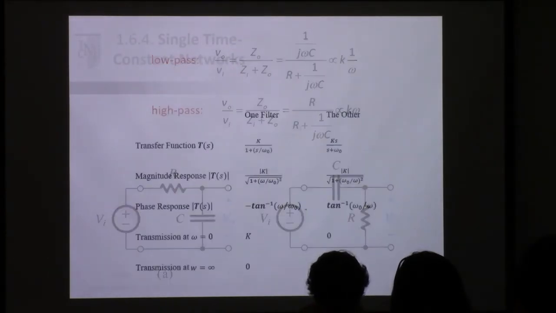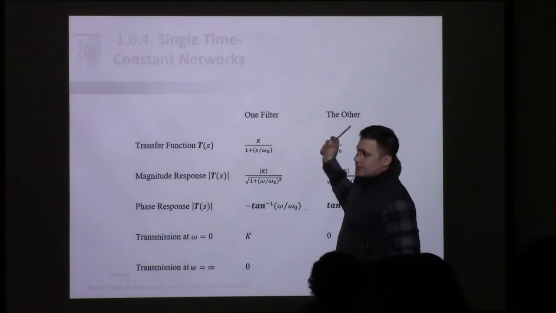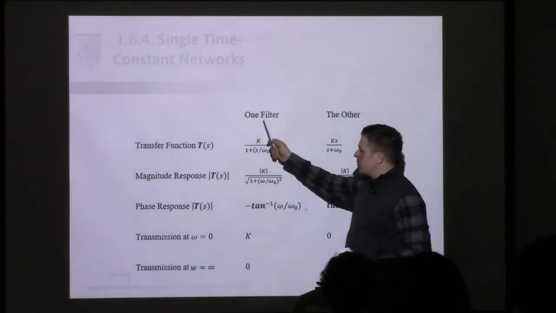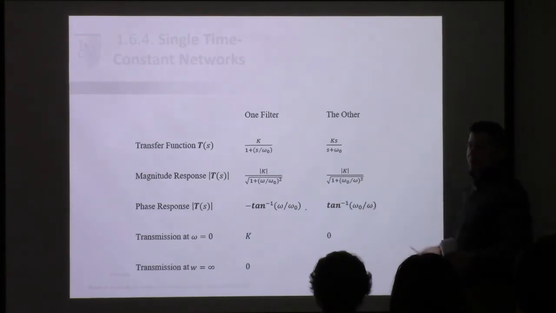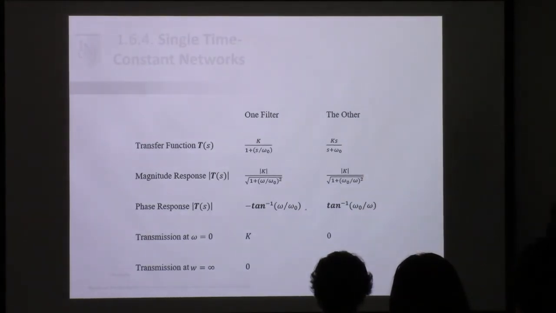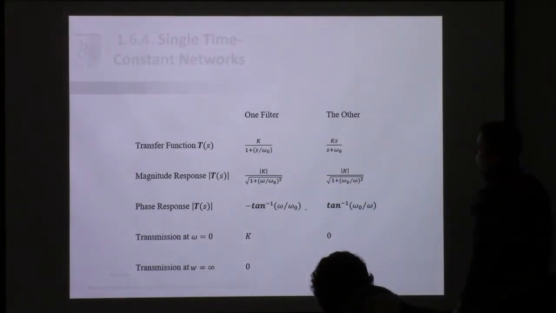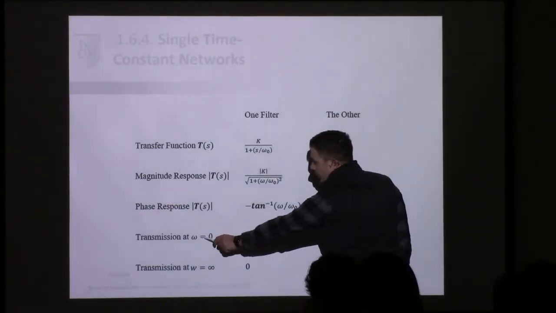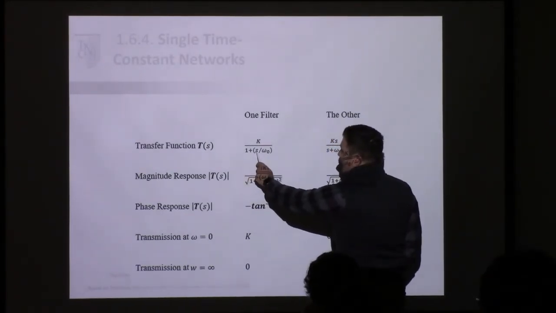Now, this is cryptically written because I took this from our cheat sheet where I didn't tell you which one's which, but you can see that this is the low-pass filter over here, and this is the high-pass filter on the right-hand side. So the transfer function for the low-pass filter is this value k. It's the transmission or the gain at very low frequencies, at DC frequencies, over 1 plus S over omega 0.